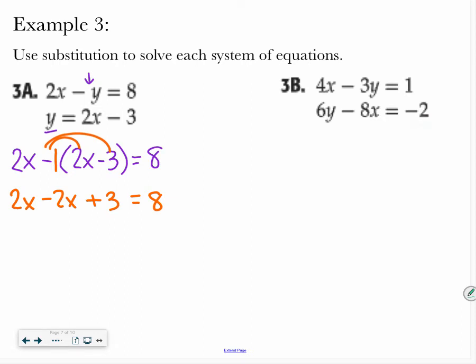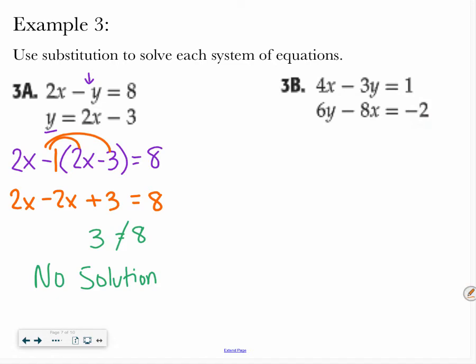If I combine like terms, 2x minus 2x, those cancel out. I'm left with 3 equals 8. Uh-oh. That's not true. So what happens when we end up with a statement that's not true? We say no solution. That means these two lines are parallel, remember? Just like we talked about yesterday, when there's no solution, that means you have two lines that are parallel.